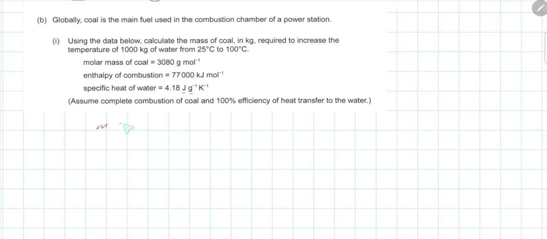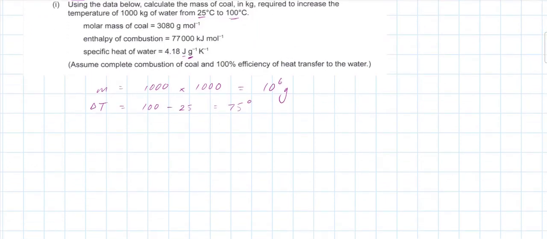So the mass of water is going to equal 1,000 kilograms, but I want to change it to grams because my specific heat capacity is specified in grams. So there's 1,000 grams in a kilogram, so that's going to equal 10 to the power of 6 or 1,000,000 grams. My change in temperature is going to be from 25 to 100. So 100 minus 25 is going to give me 75 degrees.